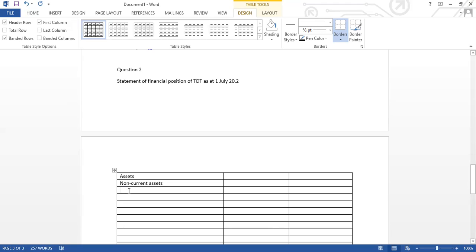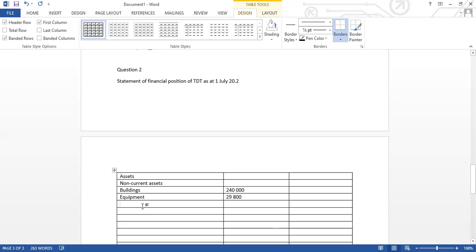Buildings. We have buildings. Now looking at buildings, were our buildings revalued? No, right? So we need to write the amount as it is, 240,000. What else do we have? Equipment. Was equipment revalued? Yes. What is the new value of equipment? 29,800. We need to use the new carrying amounts, right?